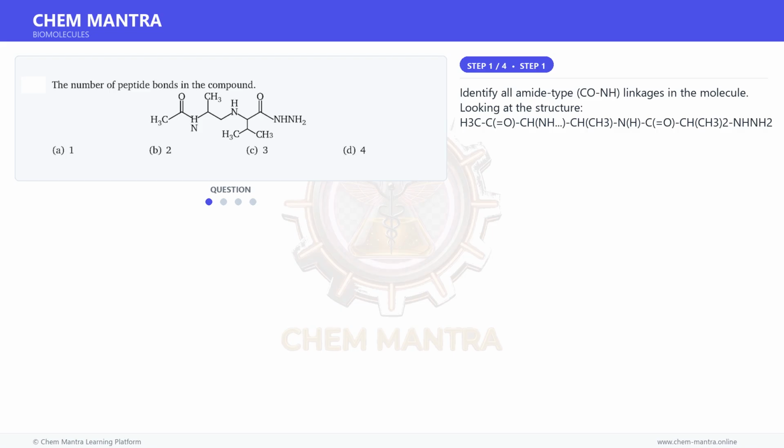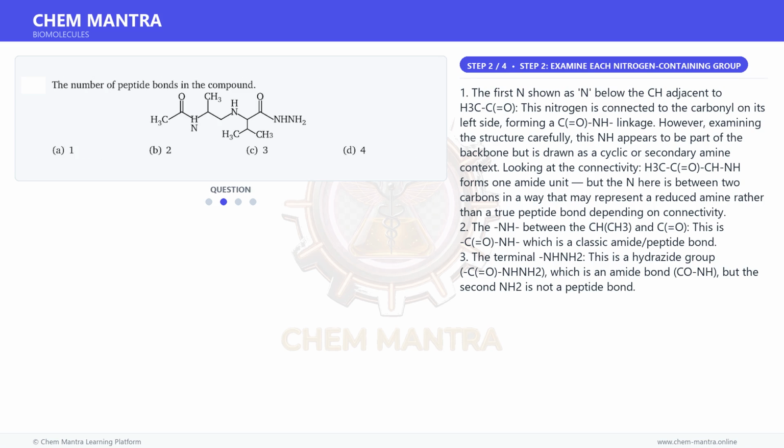Looking at the structure, H3C=O CH NH CH3 NH C=O CH CH3 2 NH2. Moving on to the next step. 1. The first N shown below the CH adjacent to H3C=O. This nitrogen is connected to the carbonyl on its left side, forming a C=O NH linkage.